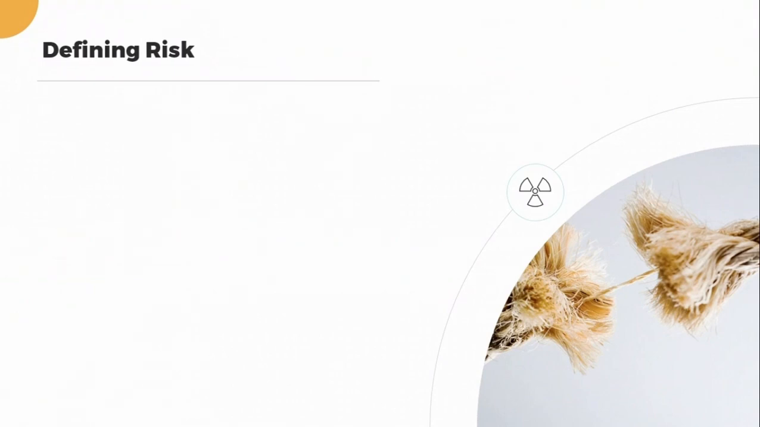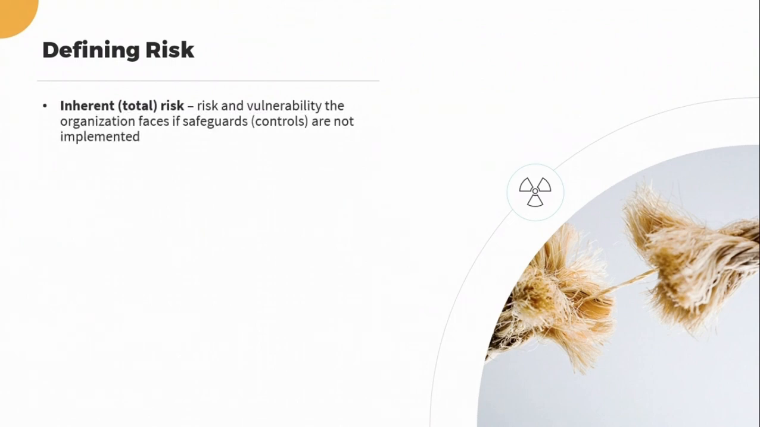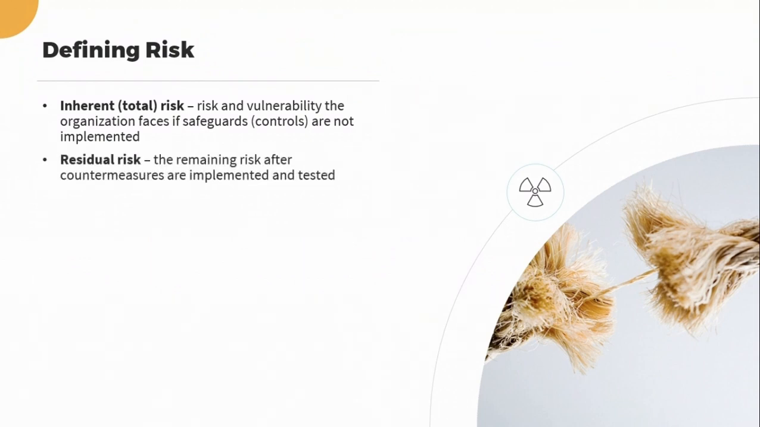This lesson is all about risk analysis and risk management, and of course from the perspective of a cloud security initiative. But before we dive into that topic, let's define risk. First, we have inherent or total risk. This is risk and vulnerability the organization faces if safeguards or controls are not implemented. It's basically the present posture or baseline of existing risk. Residual risk is the remaining risk after countermeasures are implemented and tested. So basically, residual risk is inherent or total risk minus the implemented controls or safeguards.